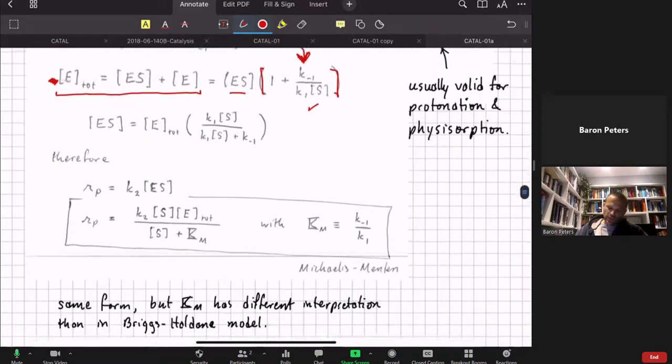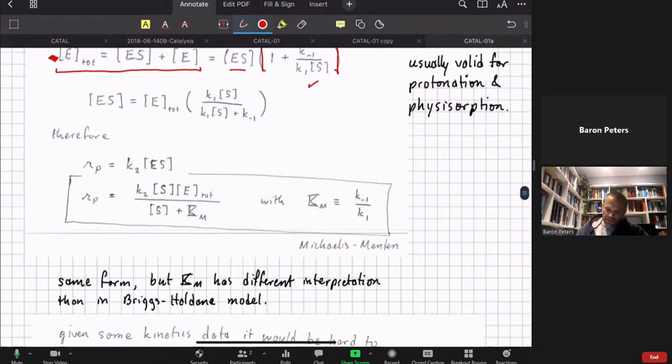So then solving for this, we get that the rate of product formation is K2 times ES, and I have now an expression for ES that I'm going to plug into here. After I simplify, I again get something that looks like K2 times S times E total divided by S plus K sub m. Now this looks like exactly the same kind of rate law that we saw in the Briggs-Haldane case, but the interpretation of the K sub m is different.